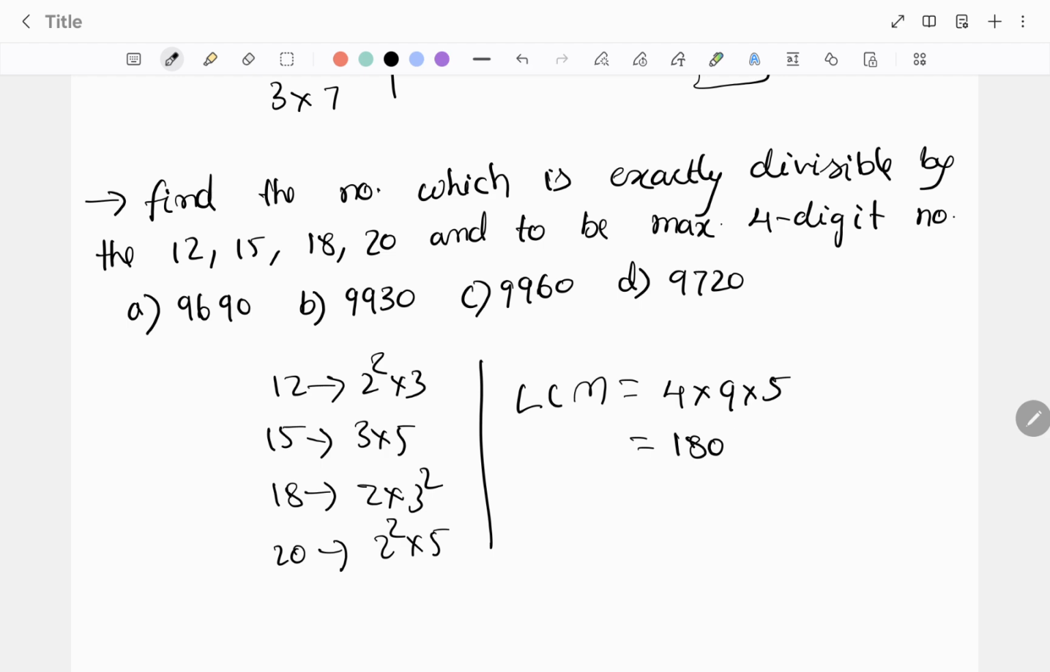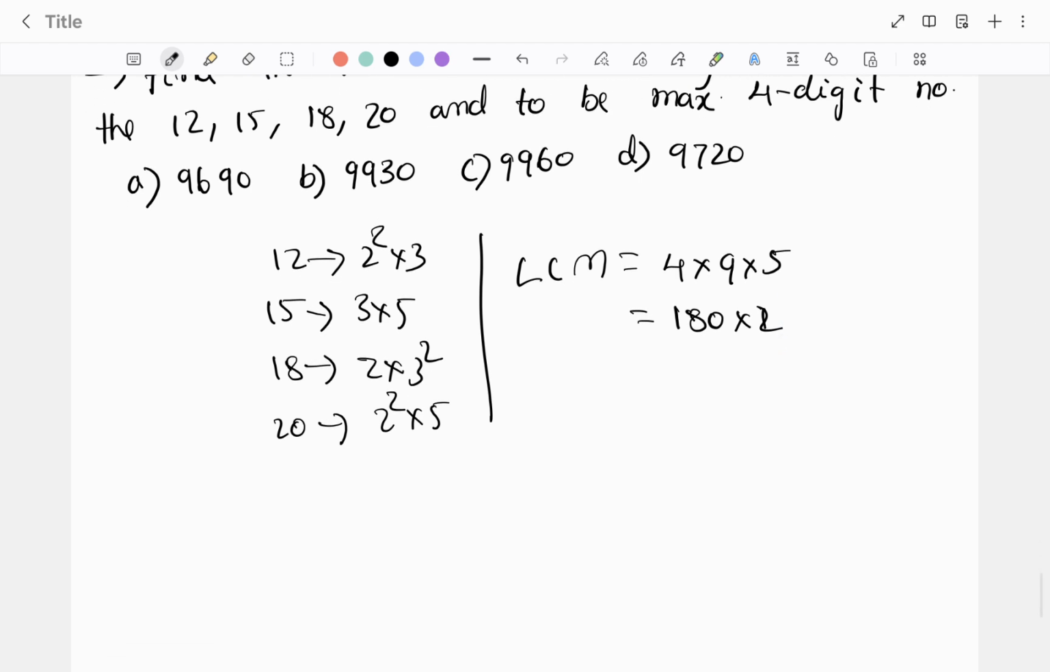Now, the LCM is 180, but they are asking for the maximum 4-digit number. In that case, what to do? It means 180 into 1, 180 into 2. I would need to write the tables, but how long can we write to reach the maximum 4-digit number? So do it like this. If they ask about the maximum 4-digit number, take the maximum 4-digit number, 9999. Just divide this by 180.